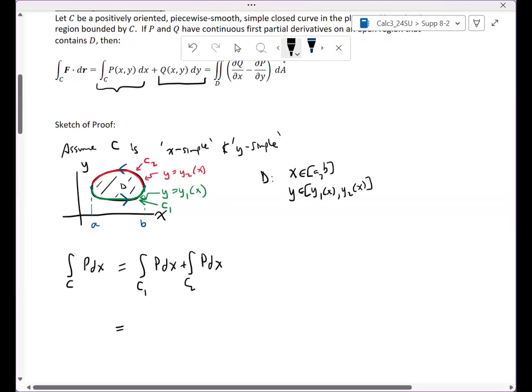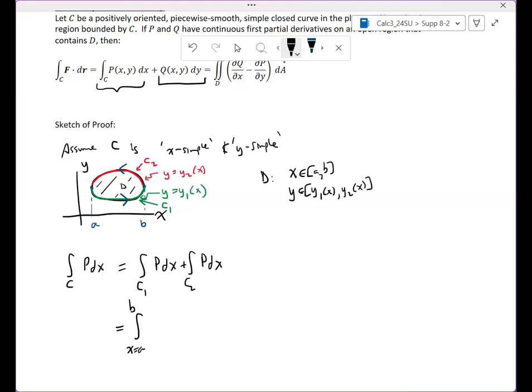Now, the integral over C1, I see that that's the integral as x goes from a to b. So we're being really careful with our direction here. x going from a up to b of P dx. But when we're on this green curve, P is a function of x and y, but y is restricted to be y1 of x. So it's P of x comma y1 of x, dx.